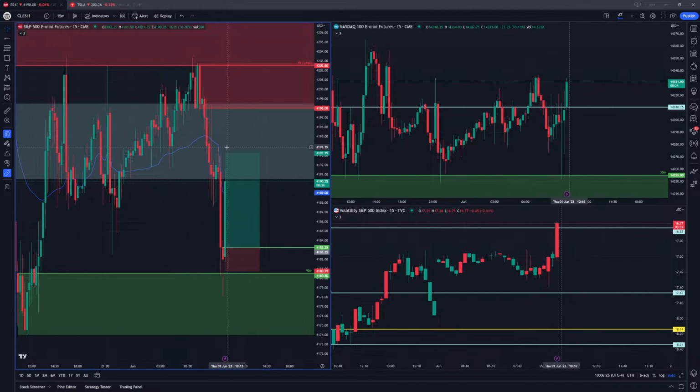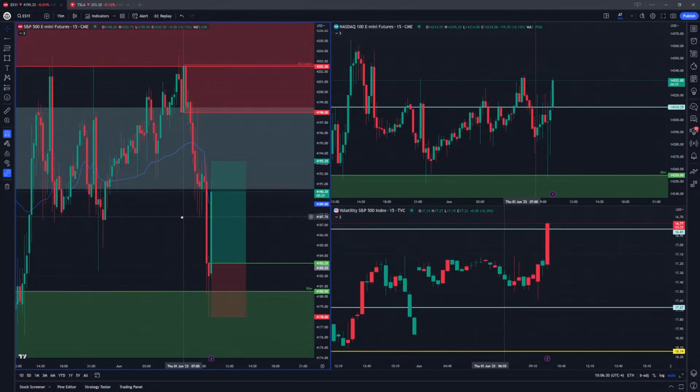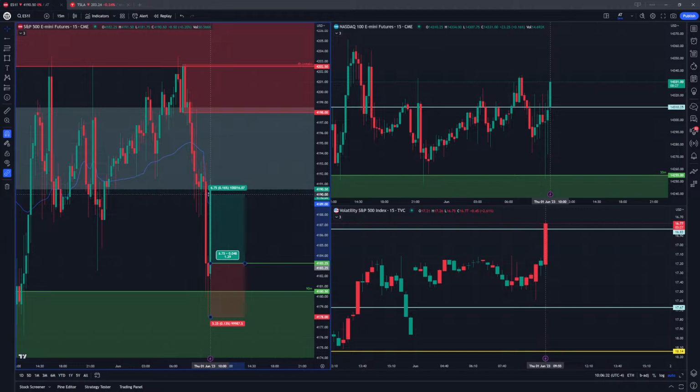Watch for a pullback here. We might get a quick 50% retracement back to about 417.75. This was a nice trade.